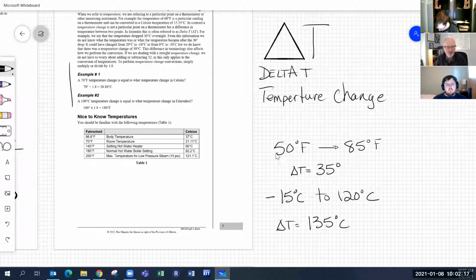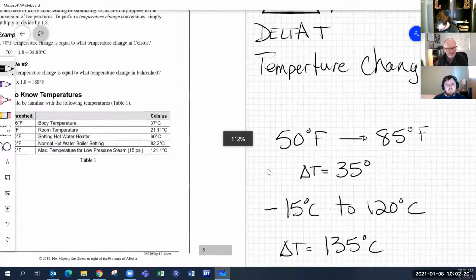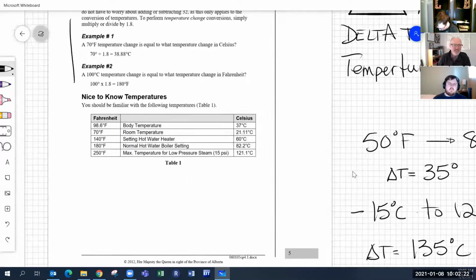Now we have a table in here, and these are nice to know temperatures. Body temperature, 37 degrees C, is normal body temperature, not for my wife. She's a lot colder than that. I don't know why, but she is.